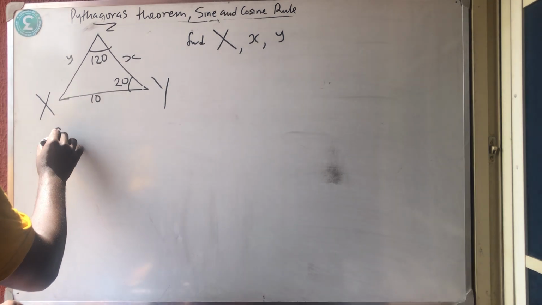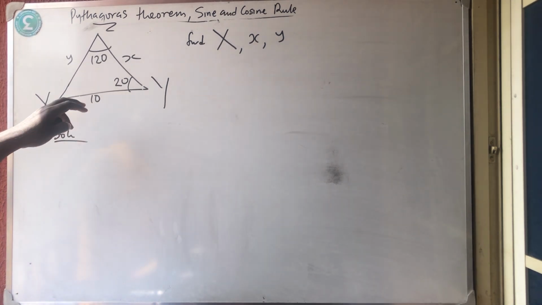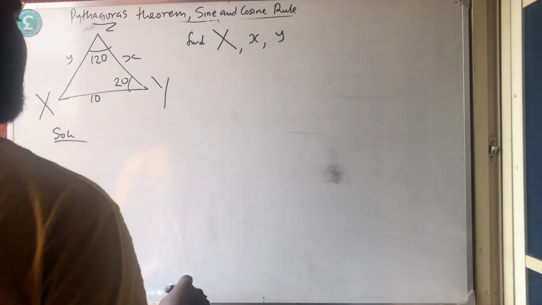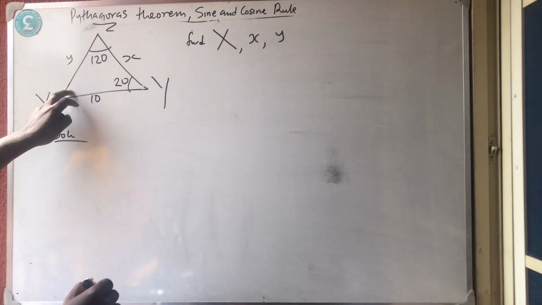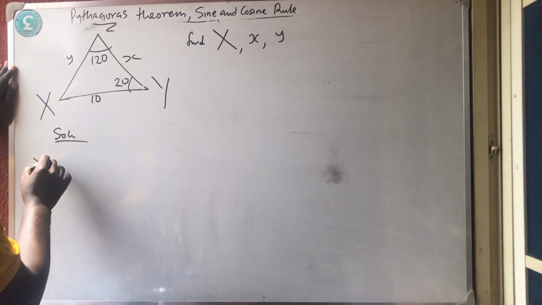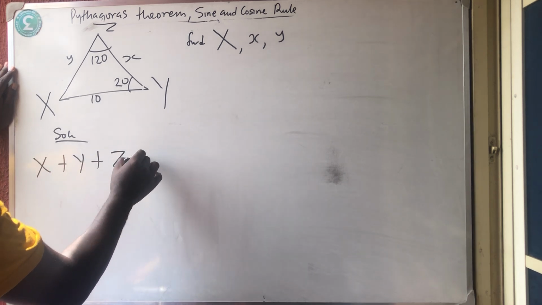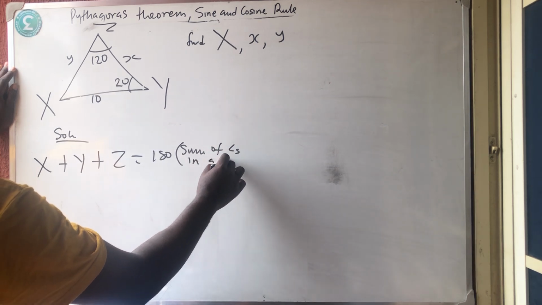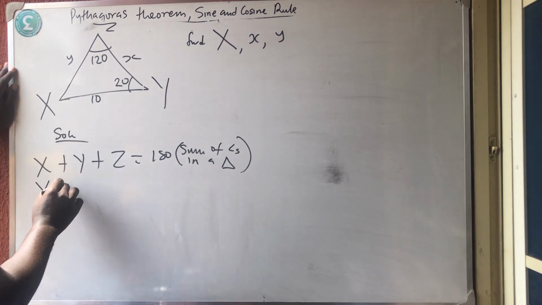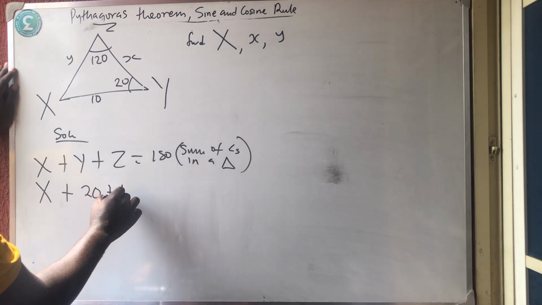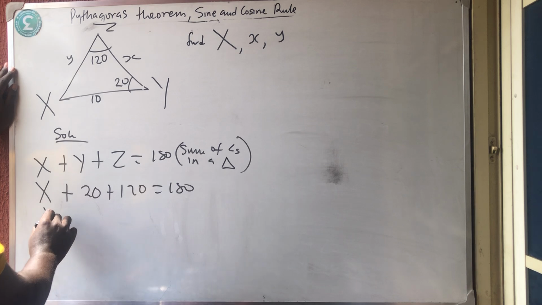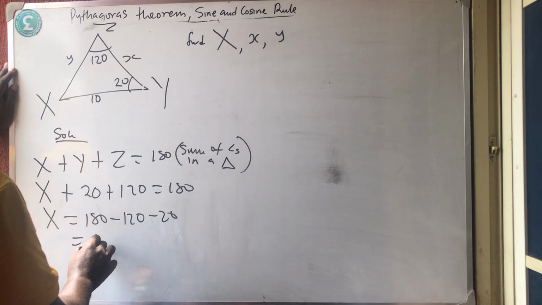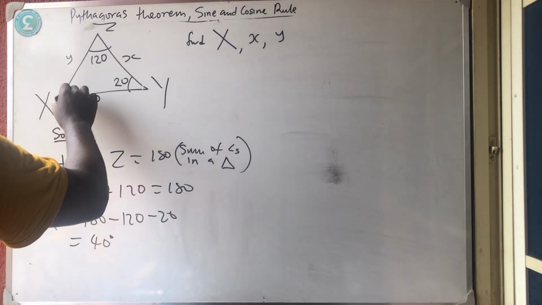Okay, so solution. Now if you look at this, they gave us two angles and one side, and I told you if two angles and one side are given, you can use the sine rule. So let's find the remaining angle. I can say x plus y plus z is equal to 180, which is the sum of angles in a triangle. So therefore big X plus 20 plus 120 is equal to 180. So my X is now 180 minus 120 minus 20. So what do you have? 40 degrees. Okay, so my X is now 40 degrees.